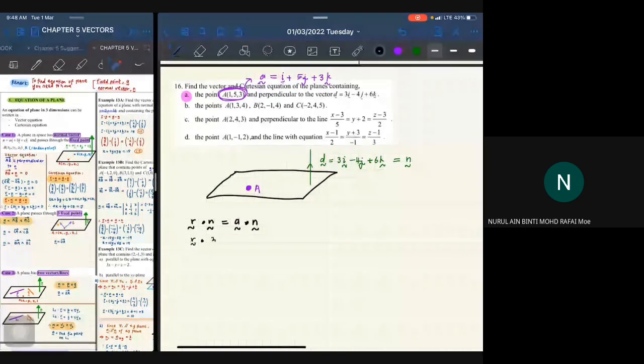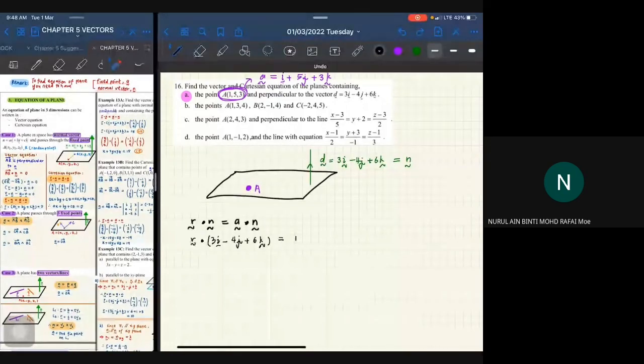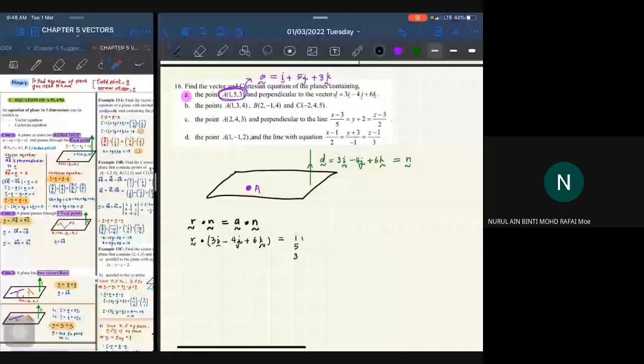Okay, so R kita tak tahu, just let it be as R and then dotkan dengan normal kita. So normal kita adalah 3I minus 4J plus 6K. Okay, and then dia akan equal to, so untuk yang belah kanan, kita akan buatkan dia dalam bentuk column matrix sebab kita boleh solvekan dia. So we write it in the form of column matrix. So you have 1, 5, 3, like that. Okay, and then dotkan dia dengan kita punya normal. So our normal is 3, -4, 6.